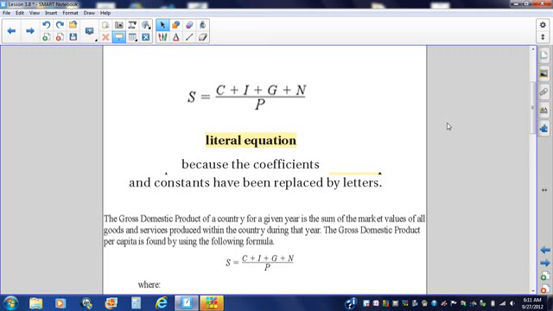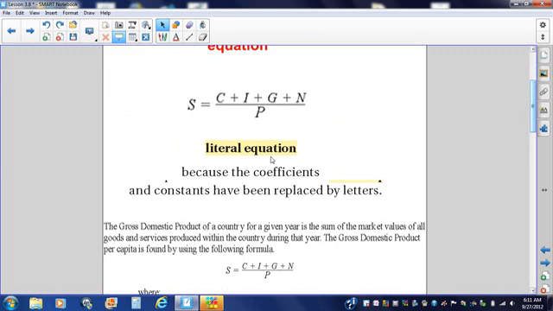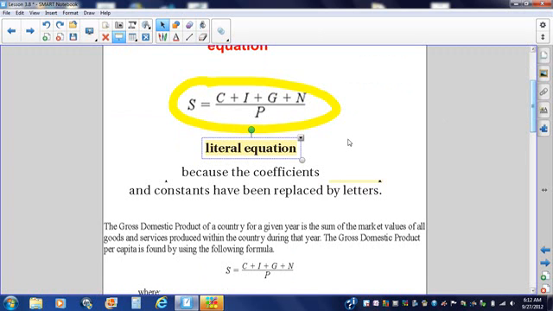Alrighty, here's the difference. Notice in this equation right here on the screen that I have a coefficient, a number that touches a variable, and I also have constants, numbers that are constantly alone. They're always looking for a variable, but they can't find one. So a literal equation would be something like this right here. And the reason why we're going to start calling these literal equations, because notice the coefficients and the constants have been replaced by letters. I do not have any coefficients here. I do not have any constants here. They have been replaced by letters. So basically, a literal equation is going to have a whole bunch of variables in it, and very few coefficients and very few constants, if any constants.